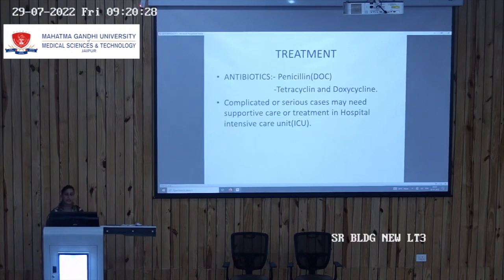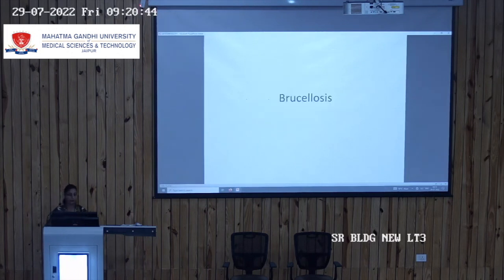Treatment is penicillin, which is the drug of choice. Other antibiotics are tetracycline and doxycycline. And if the disease progresses to a complicated case, then there may be a need for treatment in the ICU. That was about the disease leptospirosis.